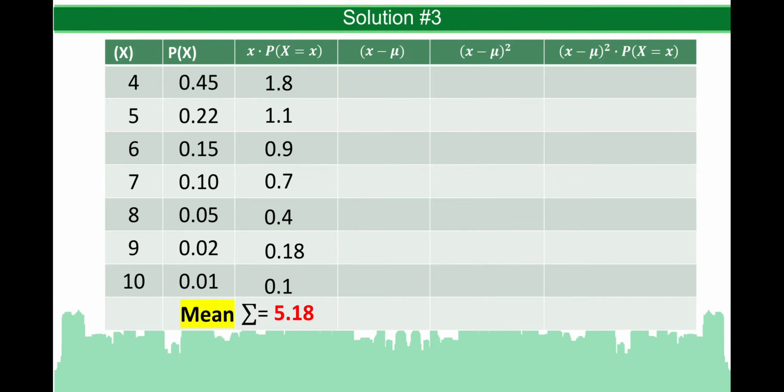And for the fourth column, we're going to subtract the mean from the value of x. That is 4 less 5.18 is negative 1.18. 5 less 5.18 is negative 0.18. 6 less 5.18 is 0.82. 7 less 5.18 is 1.82. 8 less 5.18 is 2.82. 9 less 5.18 is 3.82. And 10 less 5.18 is equal to 4.82.